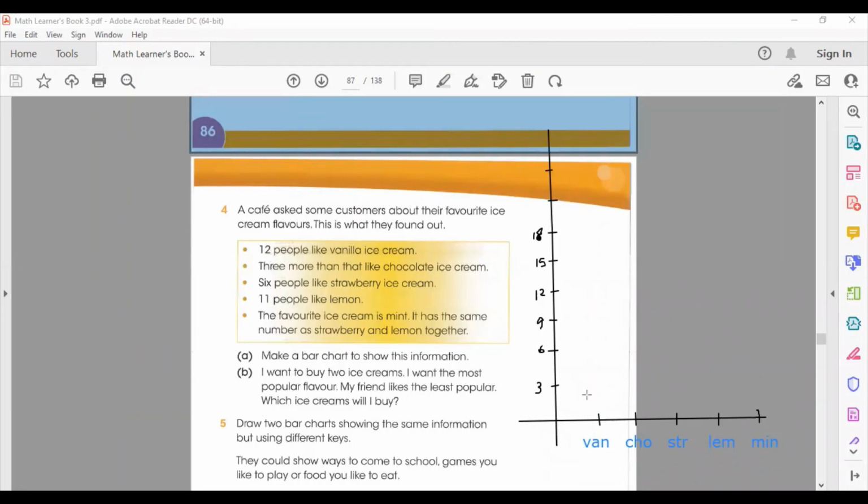How many people? 12 people like vanilla. So we are making a bar chart from here. 12. Where is 12? Yeah, till here. And 3 more than 12. So first we make 12 plus 3, 15.